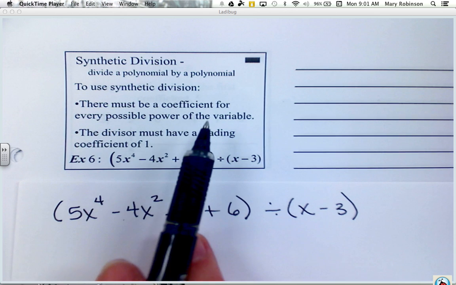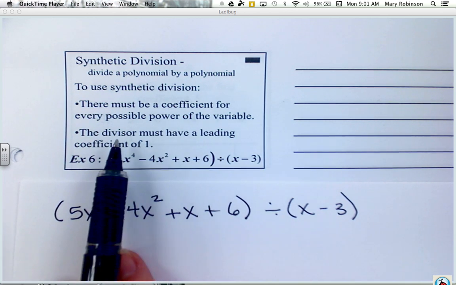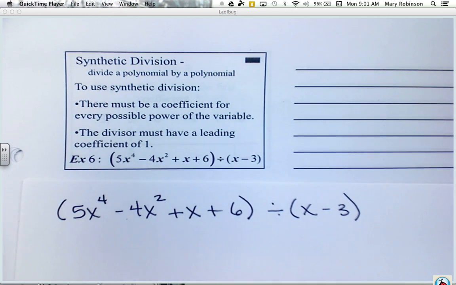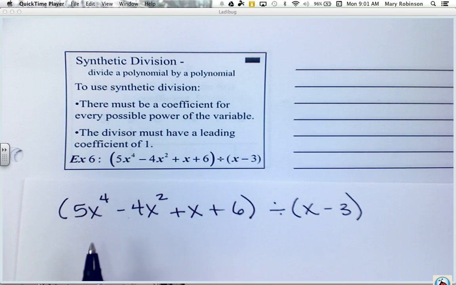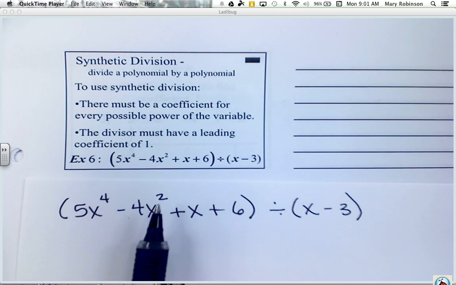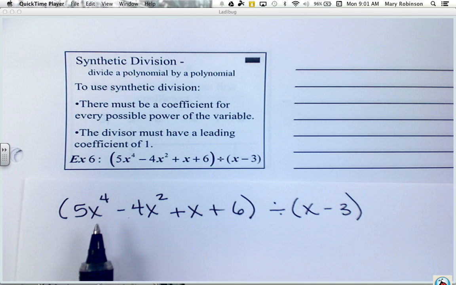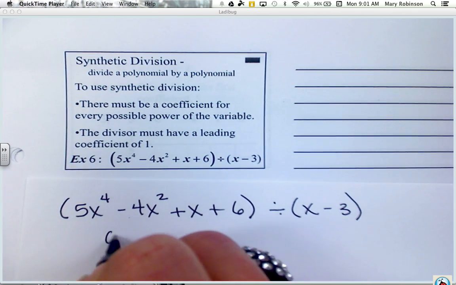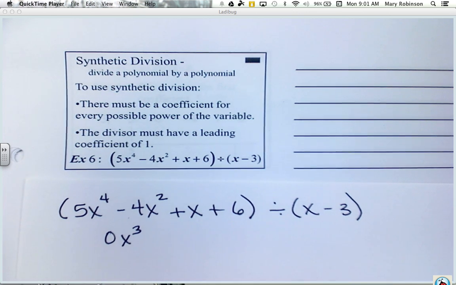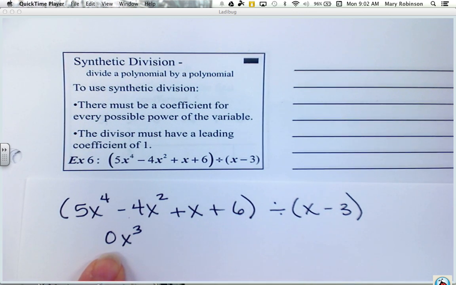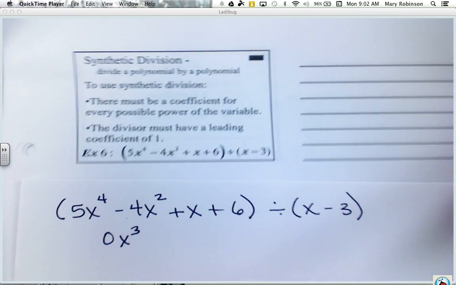To use synthetic division, we must have a coefficient for every possible power of the variable. So if you take a look, we have a fourth degree polynomial as our dividend, 5x to the fourth minus 4x squared. Notice that there's a jump here from a degree of 4 to a degree of 2. Because we are missing the cubic term, we must account for it by understanding that it would be 0x cubed. 0 times x cubed would be 0, which is why we don't see it. So that's the first thing we need to make sure we look for.